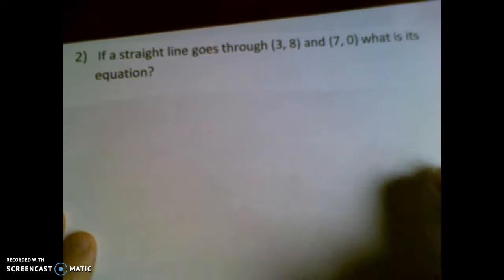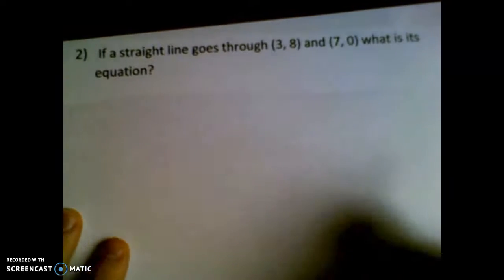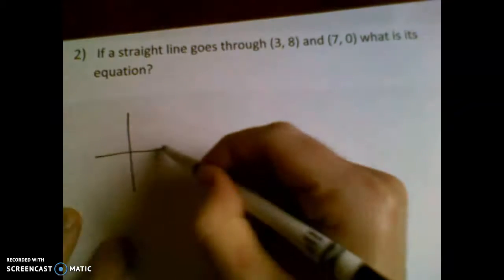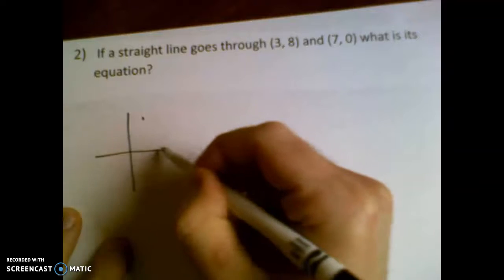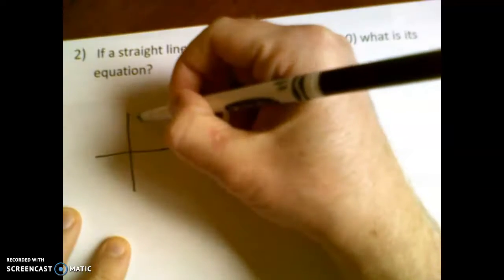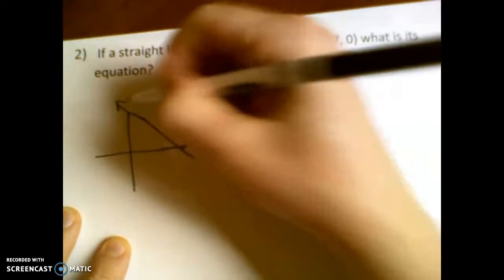Number 2. If a straight line goes through (3, 8) and (7, 0), what is its equation? So the line itself, I plot (3, 8) and (7, 0). It's going to look something like this.